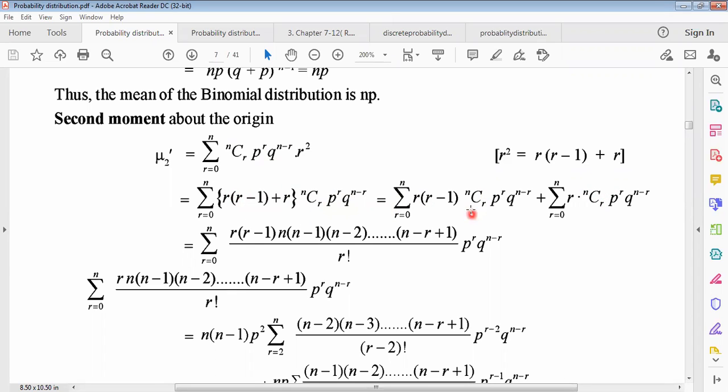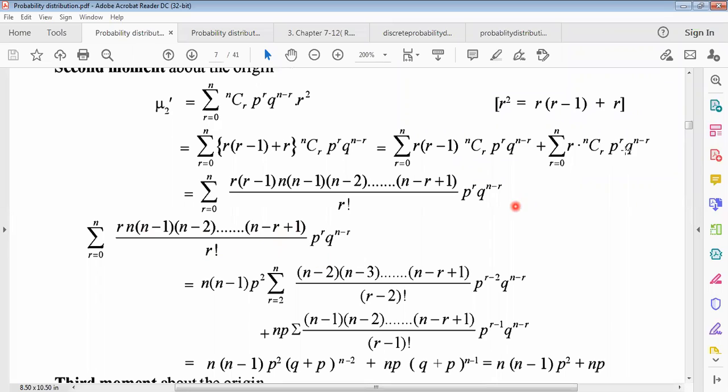Multiplying this one, nCr p to the power r q to the power n minus r can be written as n into n minus 1, n minus 2 ... n minus r plus 1, divided by r factorial, p to the power r q to the power n minus r. For the second term, we can also write down the combination formula: n into n minus 1, n minus 2 ... n minus r plus 1 divided by r factorial, p to the power r q to the power n minus r.